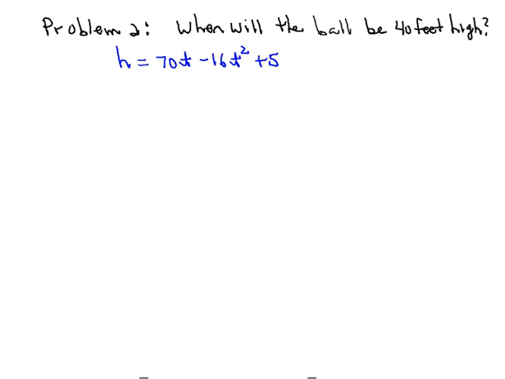Now, the second question we're asked to consider in this situation is, when will the ball be 40 feet high? And so that's really asking us in a different way, after how many seconds from the time the ball is launched will the height of the ball be 40 feet? So for our first step, what we'll do is replace the h in the equation with 40. And then what we need to do is to solve this resulting equation for t.